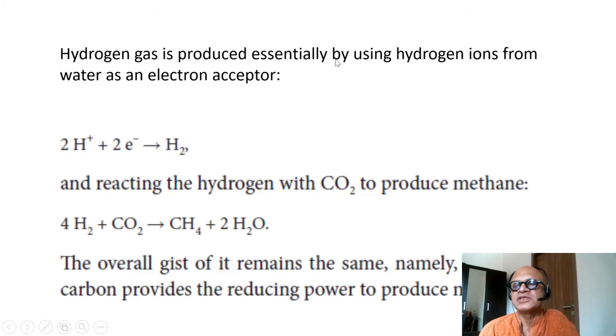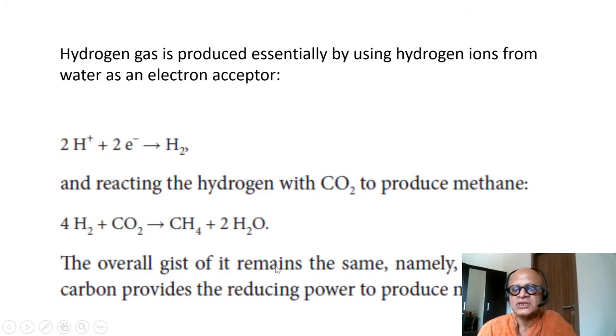Hydrogen gas is produced essentially by using hydrogen ions from water as an electron acceptor. So from H2O we get 2H plus, which can receive electrons to become H2. Every time you have these charges, they are desperately looking for electrons, and they become neutral and they are happy. And reacting the hydrogen with CO2 to produce methane goes this way: 4H2 plus CO2 gives us CH4 plus 2H2O.